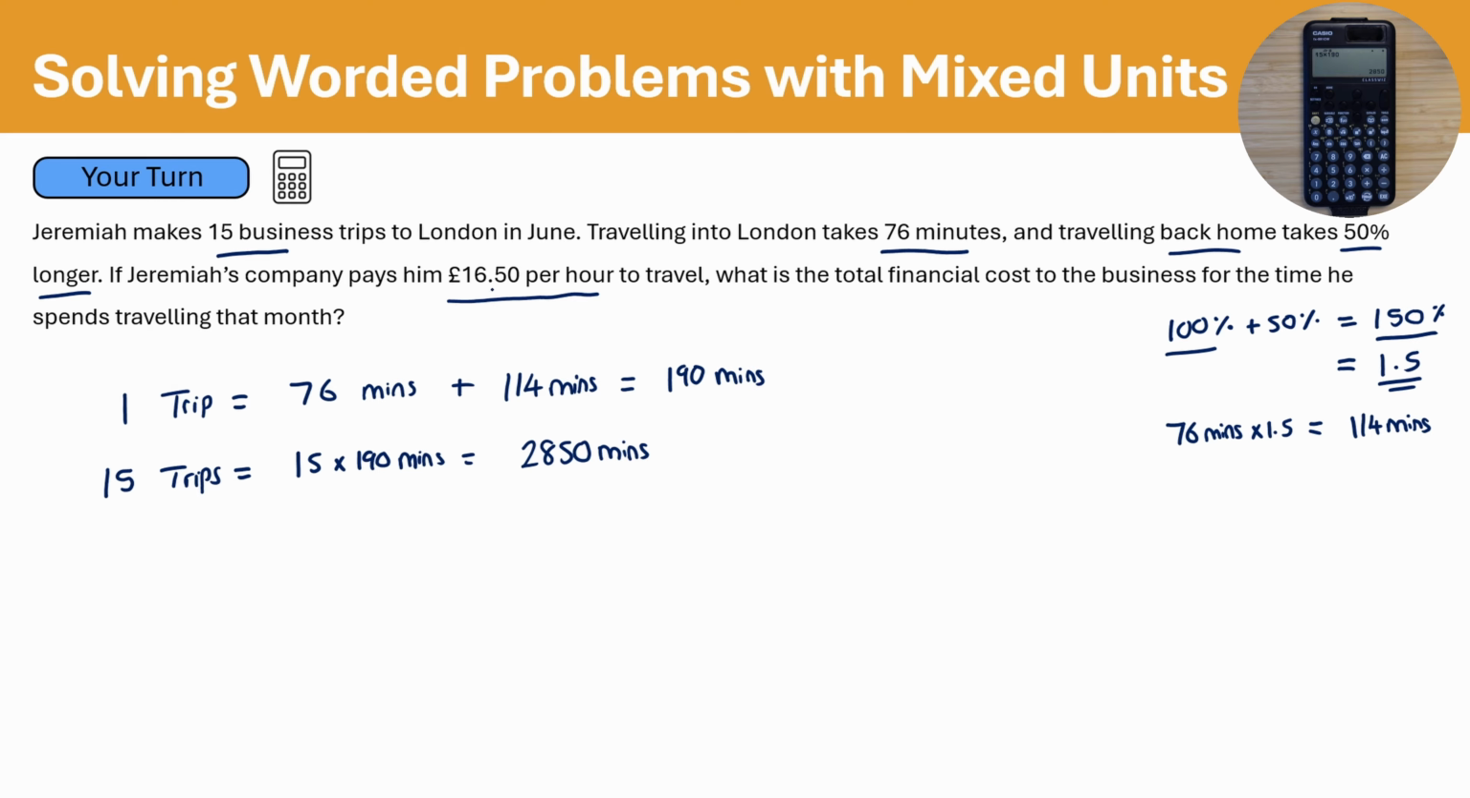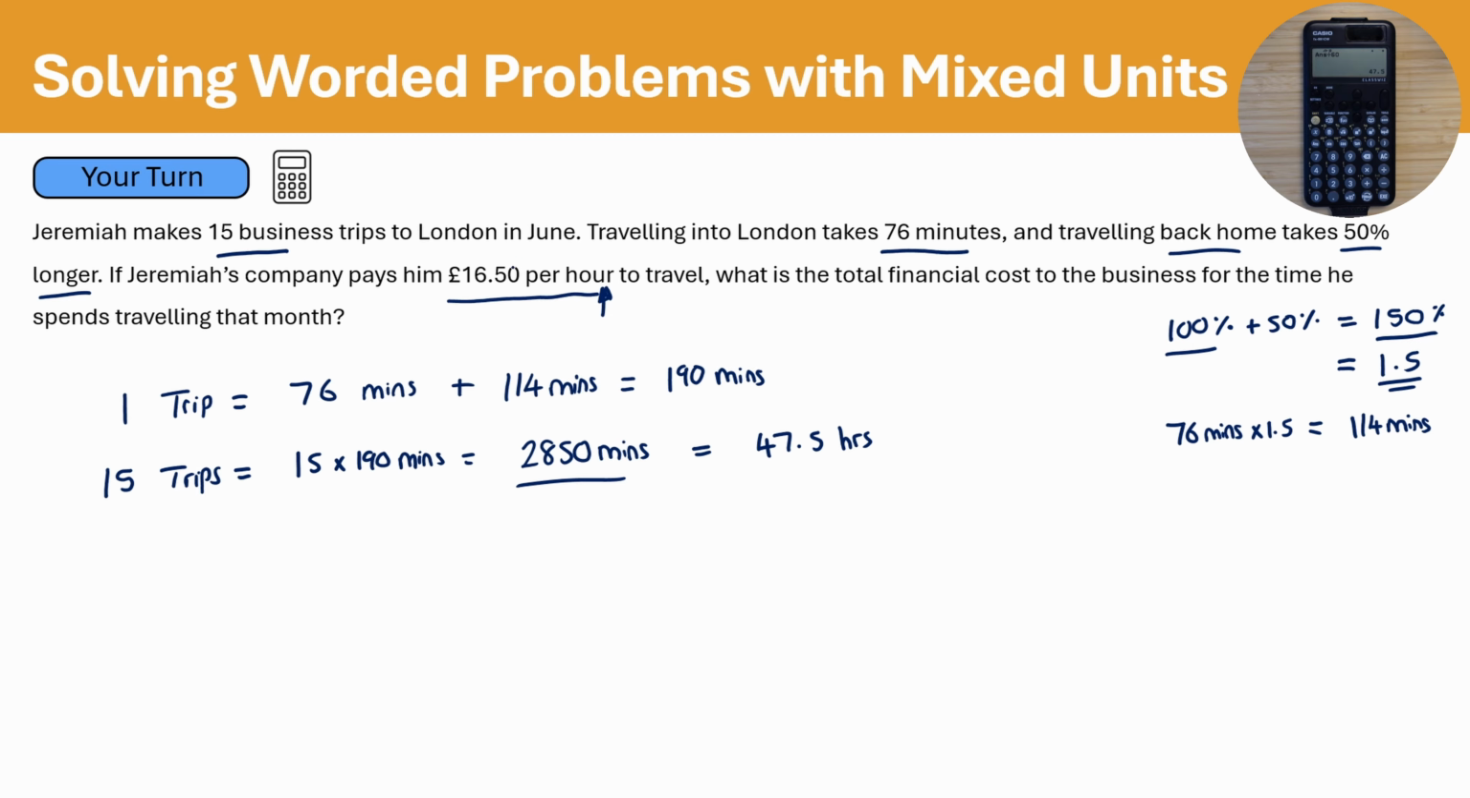If Jeremiah's company pays him £16.50 per hour, notice the units here are in hours, so we're going to have to turn this into hours. What is the total financial cost to the business for the time he spends traveling that month? Let's go ahead and turn our 2,850 minutes into hours. We know there are 60 minutes in every hour, so if we divide 2,850 by 60, that turns it into hours. And that gives us 47.5 hours.